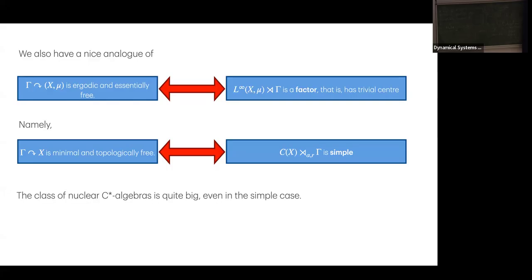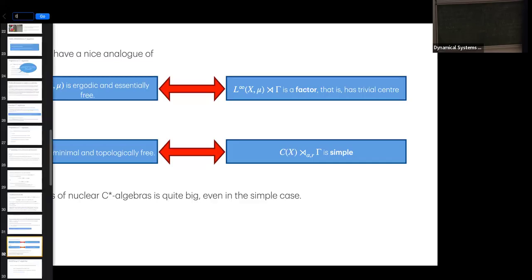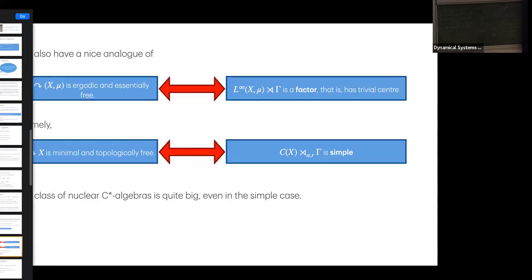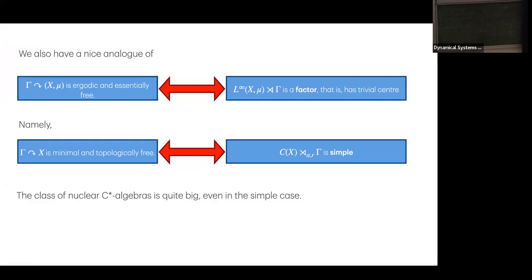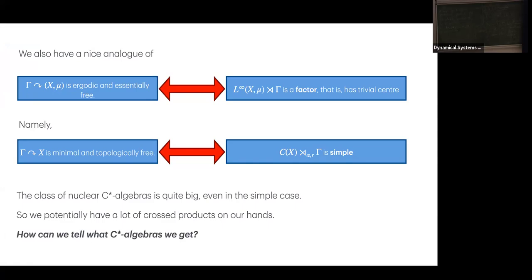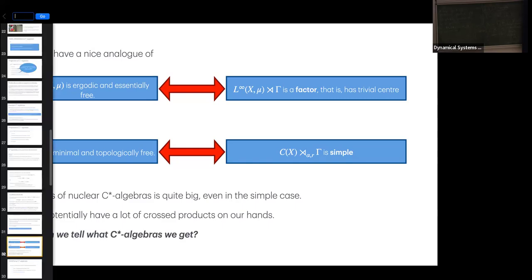Now, the class of nuclear C-star algebras is really quite big, even in the simple case. So we saw, for example, that hyperfinite factors in the 2-1 case, they're just the one. Well, this is not true for nuclear C-star algebras, even in the analog of the 2-1 case. We get way, way more C-star algebras, which makes things somewhat more complicated. So potentially we have a lot of cross products on our hands. Will they exhaust all nuclear C-star algebras? We don't know. But we would like to tell what kind of C-star algebras we get.